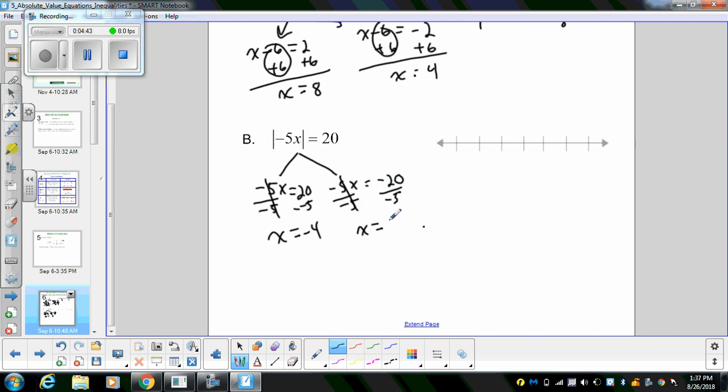So I get x is equal to positive 4. So now I'm going to write negative 4 here, it's a solid dot. Write positive 4 here, it gets a solid dot.